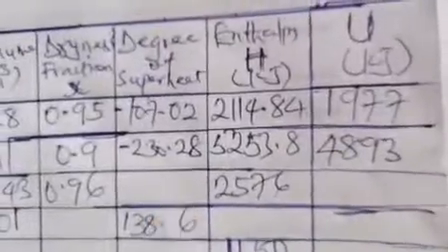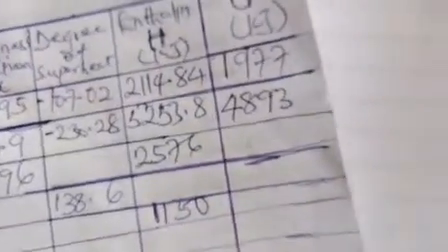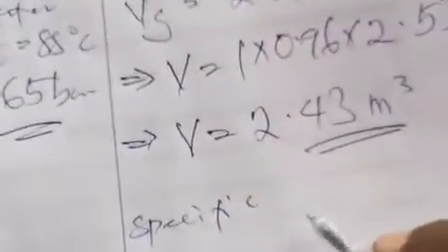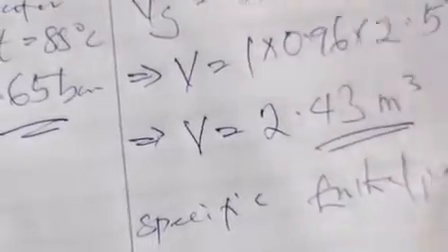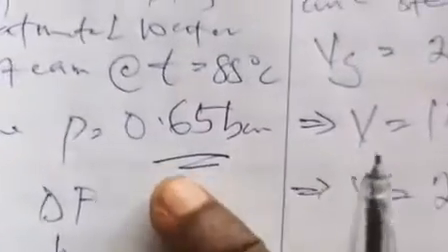Alright, so next is degree of superheat. Of course, we have enthalpy, so we can find degree of superheat. Let's use enthalpy this time around. As always, you have to convert enthalpy to specific enthalpy, and we've already done that. H is simply total enthalpy divided by mass, and we'll have that to be 2576 kilojoules per kilogram.